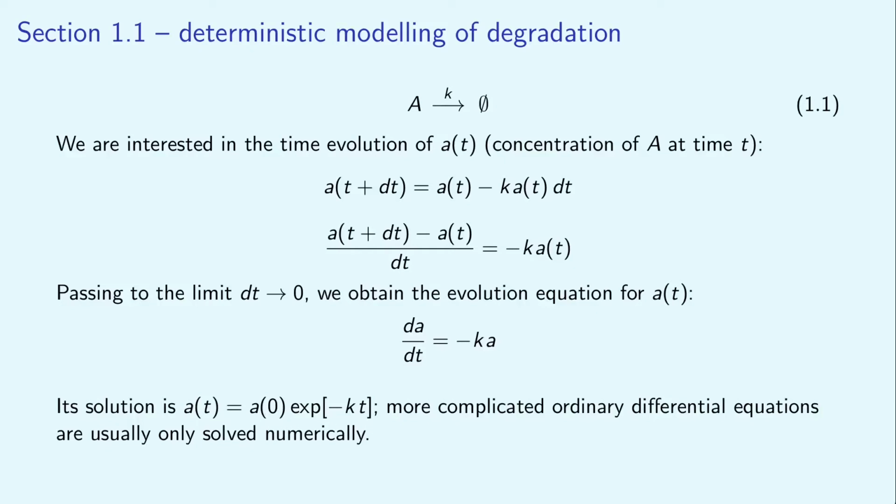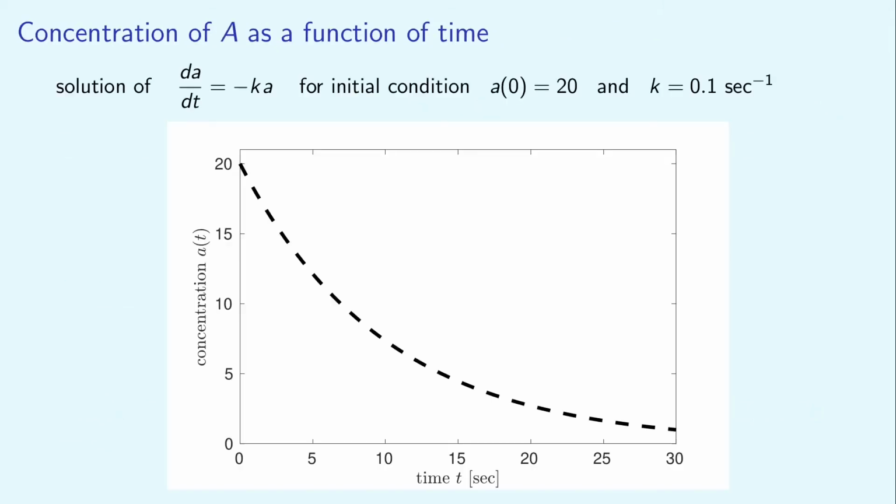For more complicated examples, we will not have an analytical solution, but we can still solve the corresponding deterministic ODE model numerically. The concentration of chemical A is plotted here as a function of time for the initial condition a0 equal to 20. In this case, we know that the solution, this curve, is just an exponentially decaying function of time.